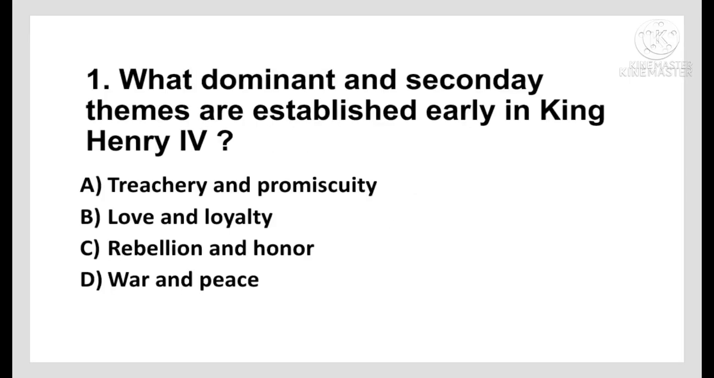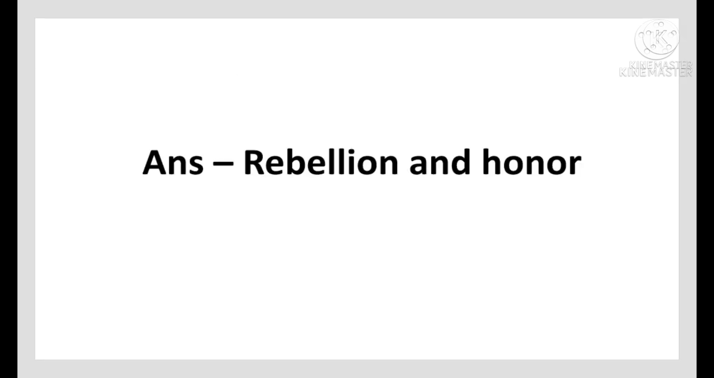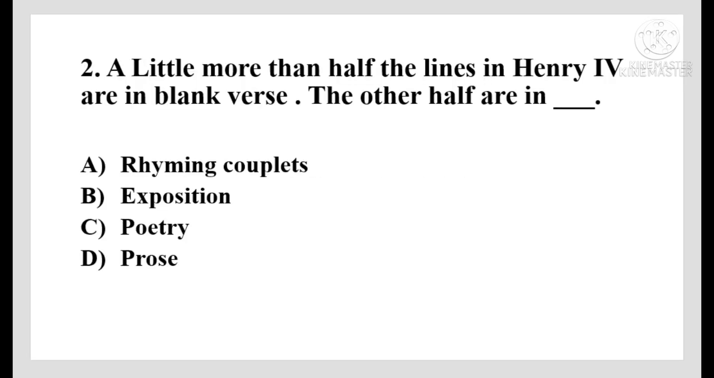What dominant and secondary themes are established early in King Henry IV? Treachery and promiscuity, love and loyalty, rebellion and honor, war and peace. Answer: rebellion and honor. A little more than half the lines in Henry IV are in blank verse. The other half are in dash, rhyming couplets, exposition, poetry, prose.